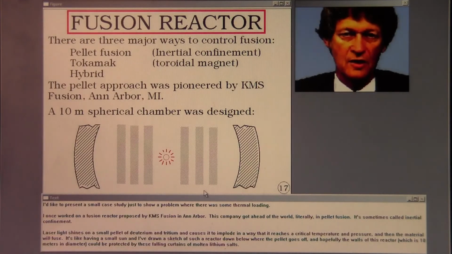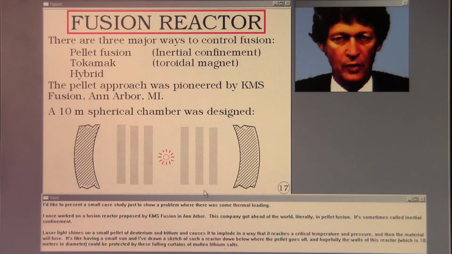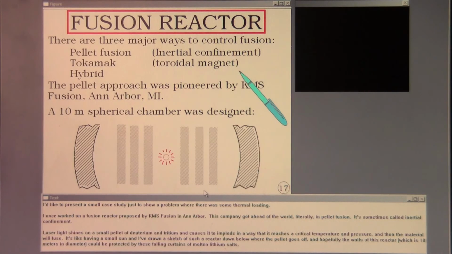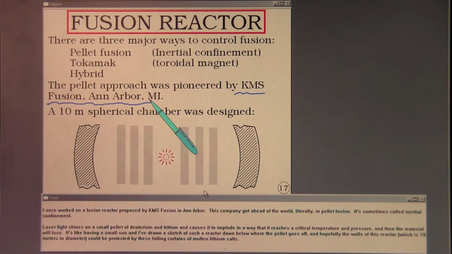I'd like to present a small case study just to show a problem where there was some thermal loading. I once worked on a fusion reactor proposed by KMS Fusion in Ann Arbor. This company got ahead of the world literally in pellet fusion. It's sometimes called inertial confinement.